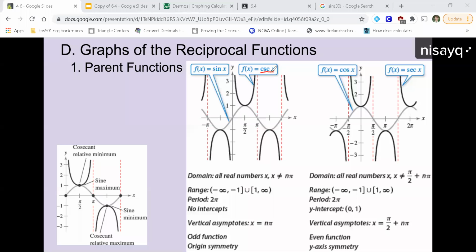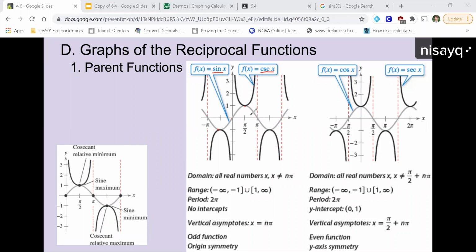Remember, cosecant is the reciprocal of sine. So to graph cosecant functions, all we are going to do is to graph the sine function first. And then whenever you have a minimum or a maximum on the sine function, it will touch the cosecant function. And whenever you have an intercept on the sine function, that's an asymptote for your cosecant function.